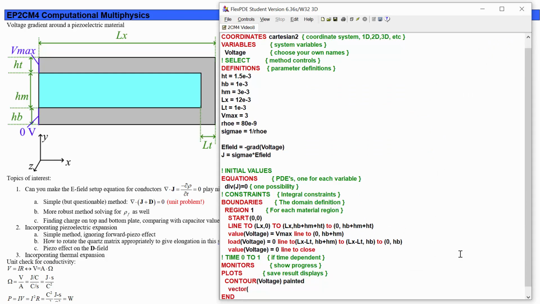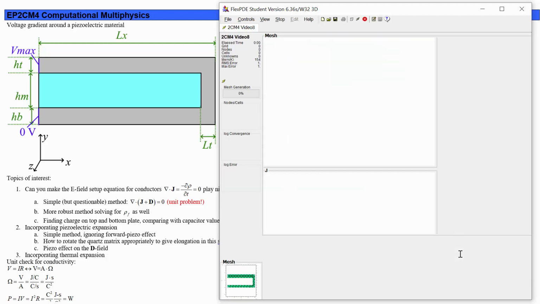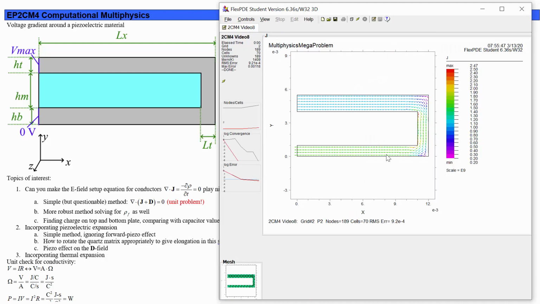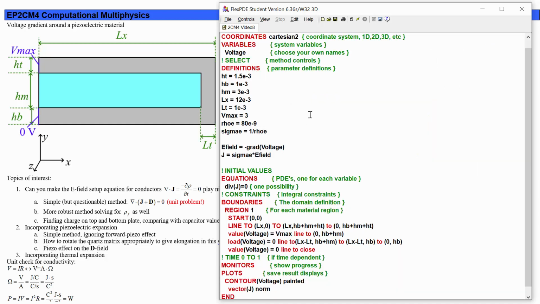Vector of J. How about normalized? Yeah, all right, so there we go. So the current is moving around there. It looks like it gets a little bit spiky right at the corners where things are a bit hard for the finite element method to resolve. There's not quite enough detail there probably.